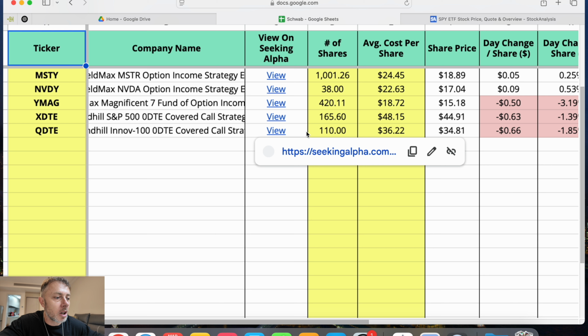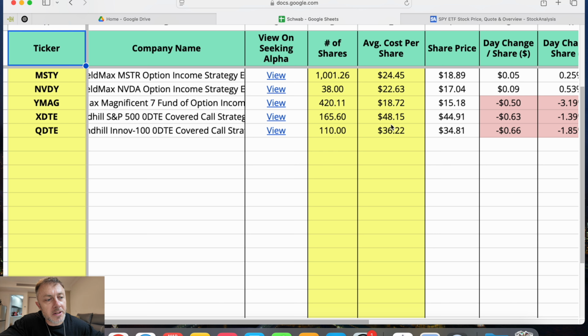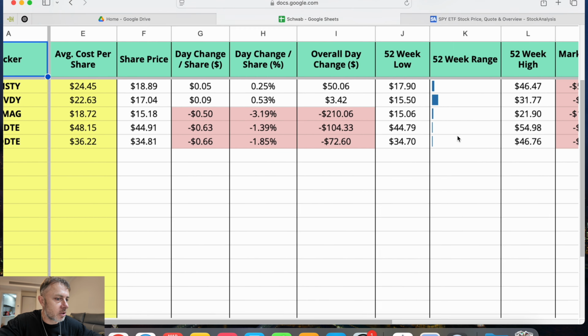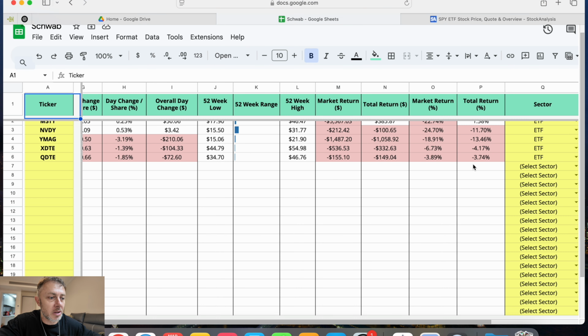XDTE, which is the S&P 500, obviously the covered call Roundhill one. 165 shares. Sorry, 48 is my cost, and right now it's trading at about $45. QDTE, I've got 110 shares, $36 is my cost, and it's at almost $35 right now. So that's what I have in the portfolio. And let me show you this real fast too while I'm here on this page, and then I'll share the sale with you.